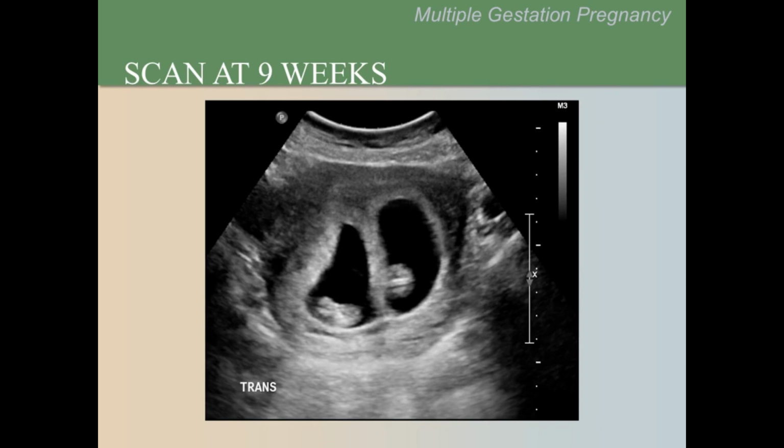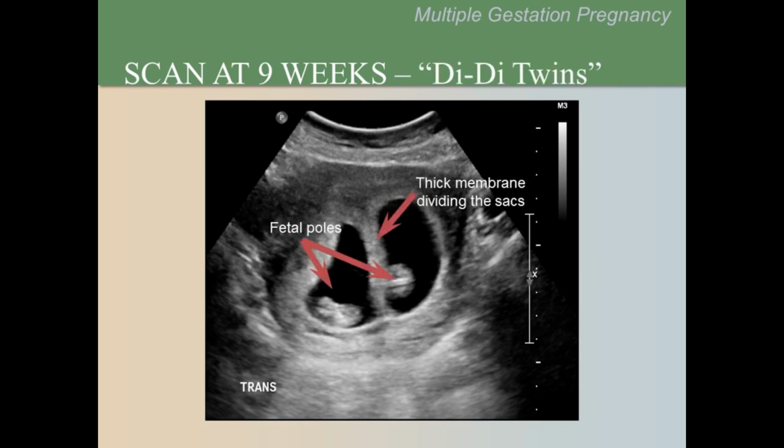What can you see in this image? Please pause the video now to encourage a volunteer to identify structures in the image. Here you see two widely separated gestational sacs.